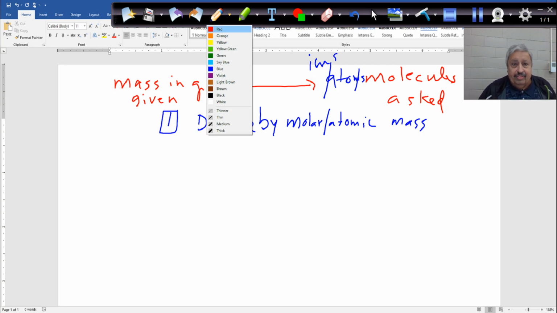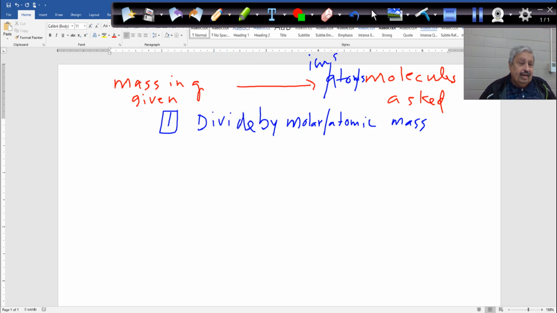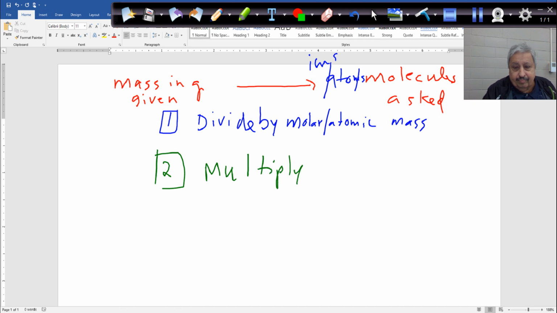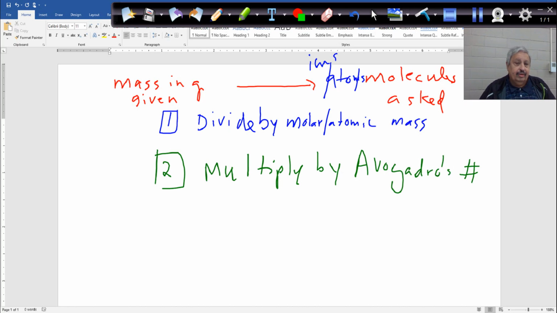So then number 1, you divide by the molar mass, gram per mole, or by atomic mass. Number 2 is multiply by Avogadro's number. Okay, guys, and this is asked, correct?